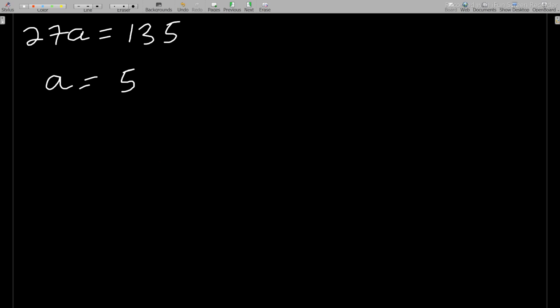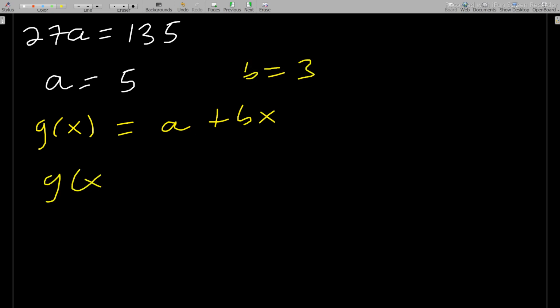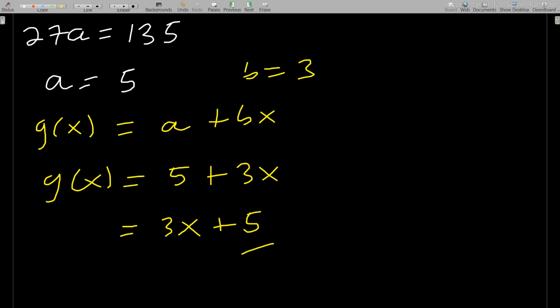If you remember, we said that our g of x should be equal to a plus bx, and we know a to be 5 and b to be 3. So this means that our g of x, which is what we want to find, is equal to 5 plus 3x, or in some books they write it 3x plus 5. So that is the g of x. You can indeed put this g of x there, and indeed you have f of g of x to be what was given in the question.